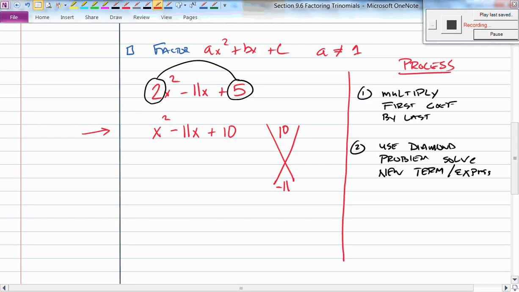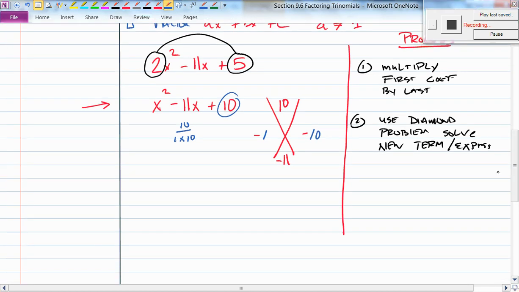Now, we have a positive on the top and a negative on the bottom. You guys tell me, positive top, negative on the bottom, they both have to be what? They both have to be negative. So negative and negative. Okay, let's look at the factors of 10. 10 can be 1 times 10. Can I create an 11 out of a 1 and a 10? I sure can. So negative 1 goes there and negative 10 goes there. Sound good to you? Okay, everybody go with step number 2.